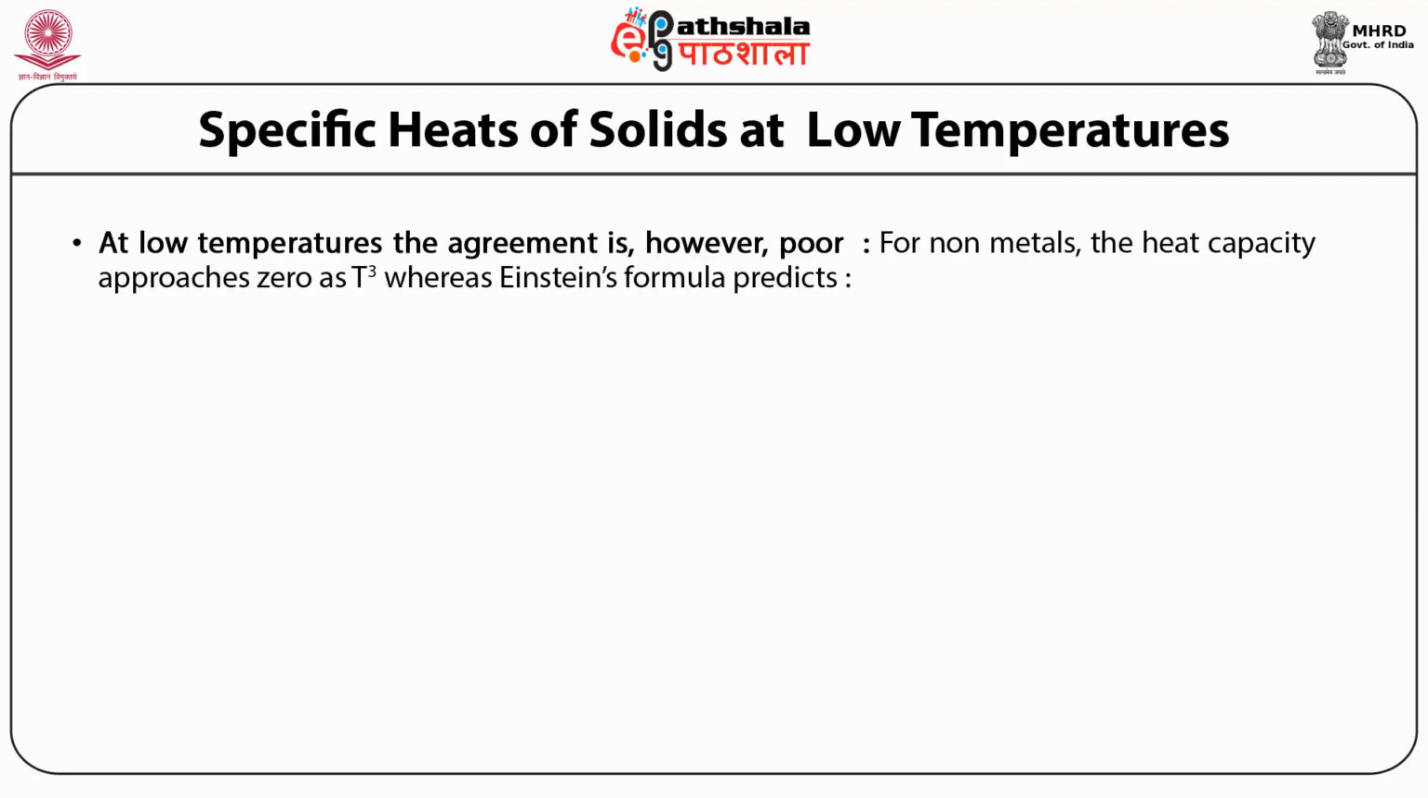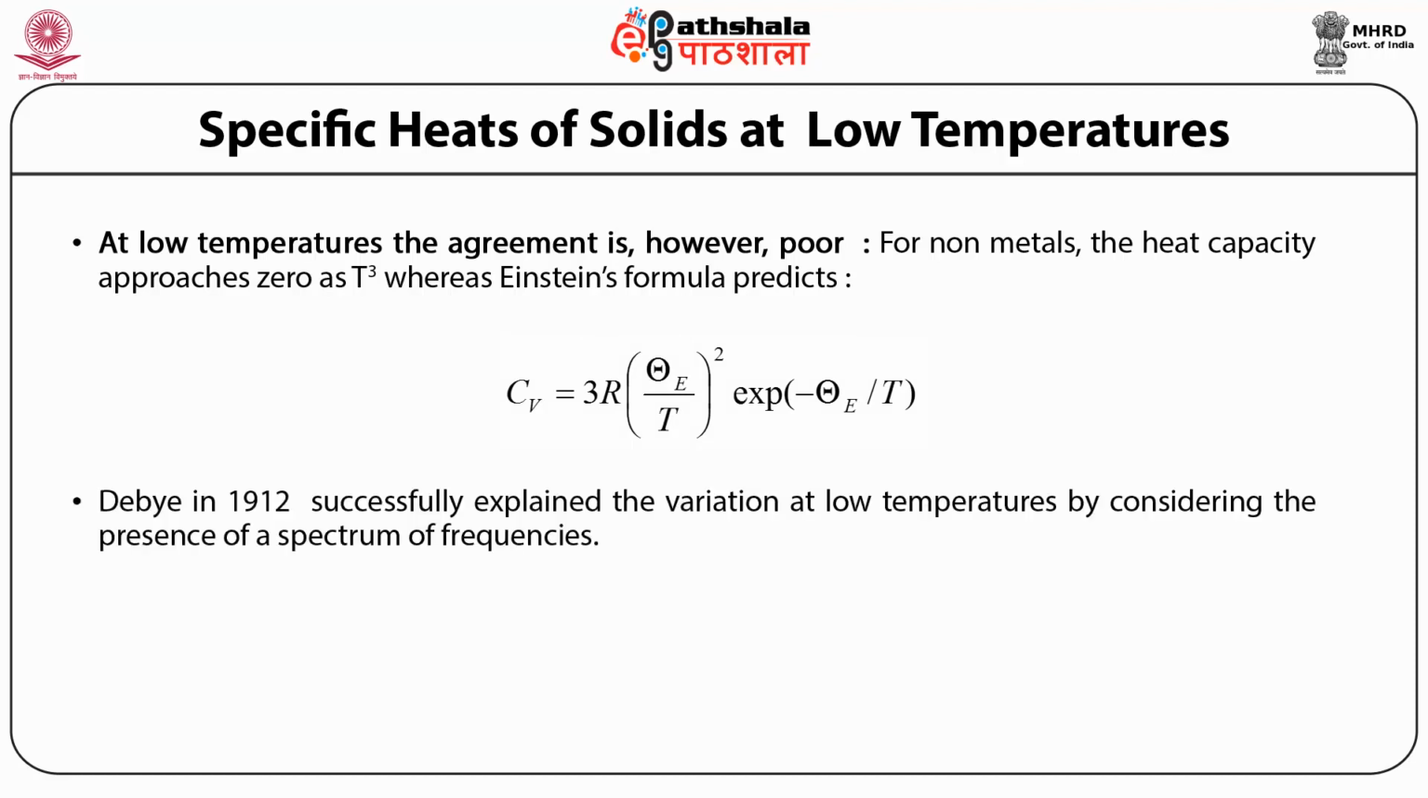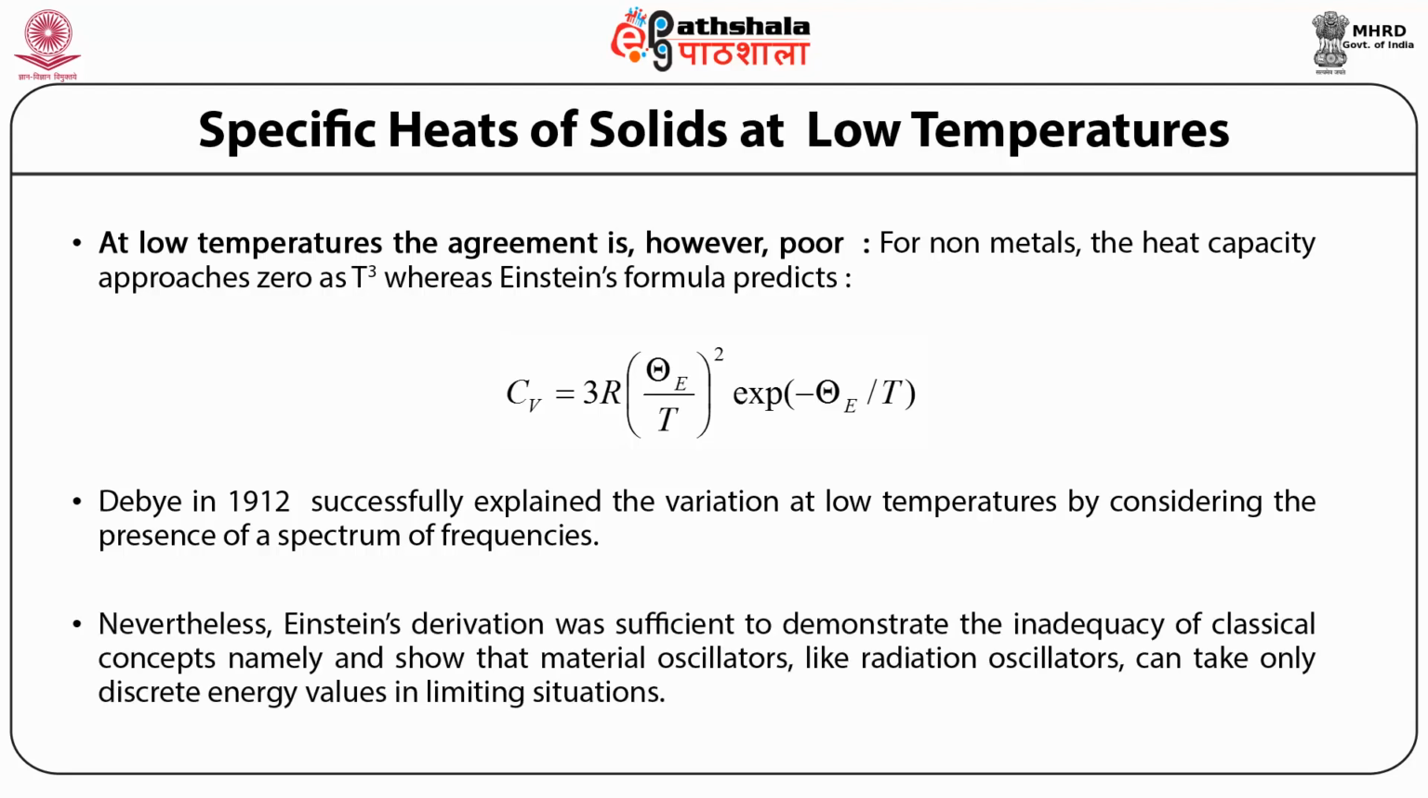But again, at low temperatures, the agreement is poor. For non-metals, the heat capacity approaches 0 as T cube, whereas Einstein's formula predicts Cv equals 3R (θE/T)² e^(θE/T)... Debye in 1912 successfully explained the T cube variation at low temperatures by considering the presence of a spectrum of frequencies. Indeed, Einstein's derivation was by no means the last word, but it was sufficient to demonstrate the inadequacy of classical concepts, namely that material oscillators, like radiation oscillators, can take only discrete values in limiting situations.